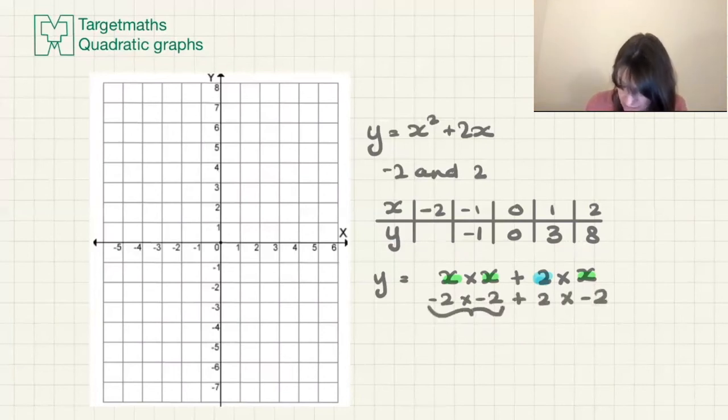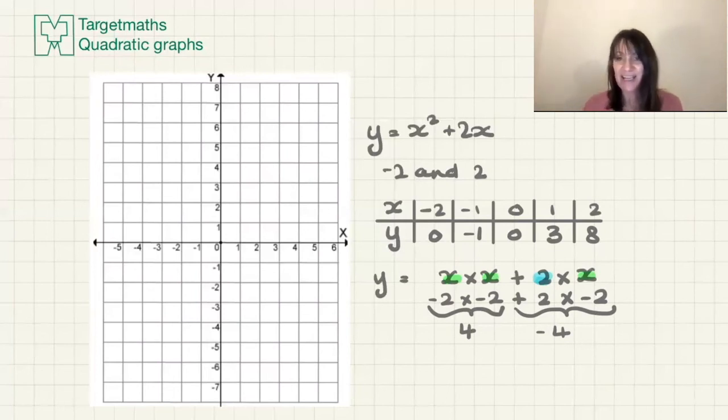-2 times -2 is +4. And then this last bit that I can see, 2 times -2 is -4. And 4 minus 4 is 0. I can see the turn now. So that's good. I could guess, well, I know for a fact that -3 is going to come back up, isn't it, to the 3, but we won't plot it.